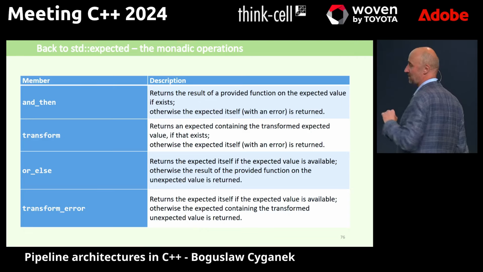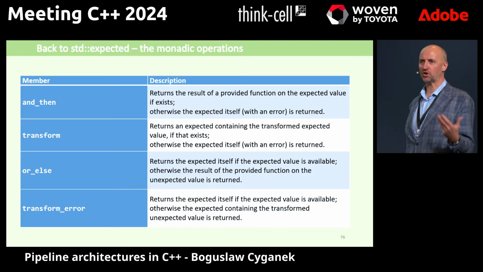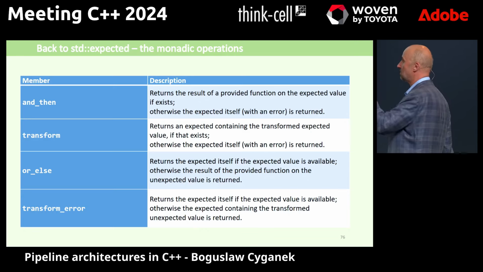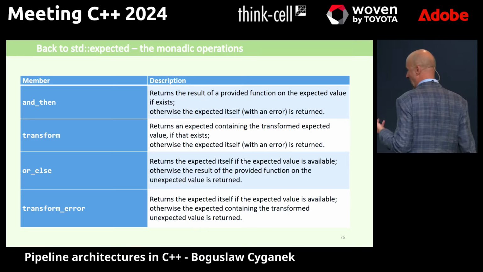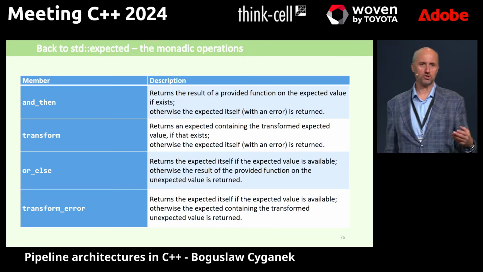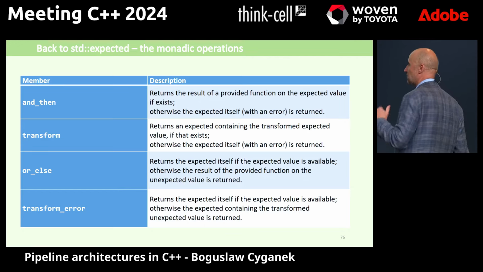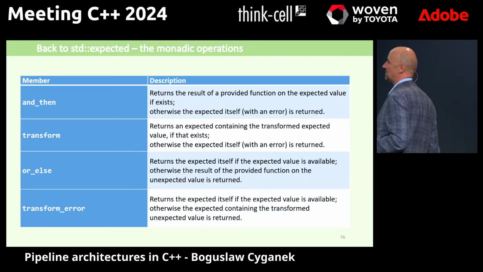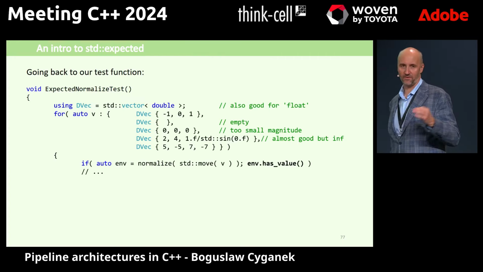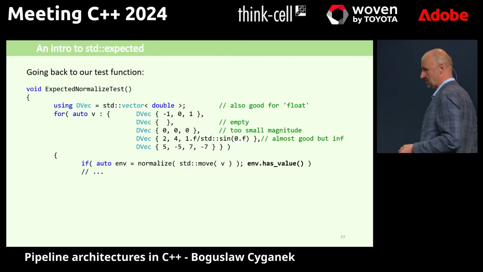and_then and transform are monadic functions which accept a function that is called if there is an object. On the other hand, or_else and transform_error are endowed with a function written by us, which is called only if there is an error. But there are subtle differences in the interfaces. So let's see an example first. You will see in a moment what the differences between them are.